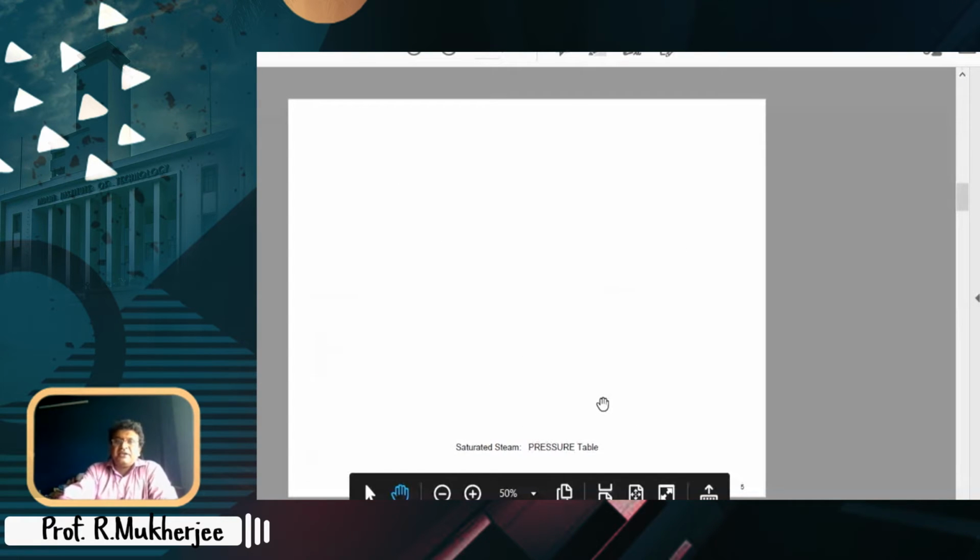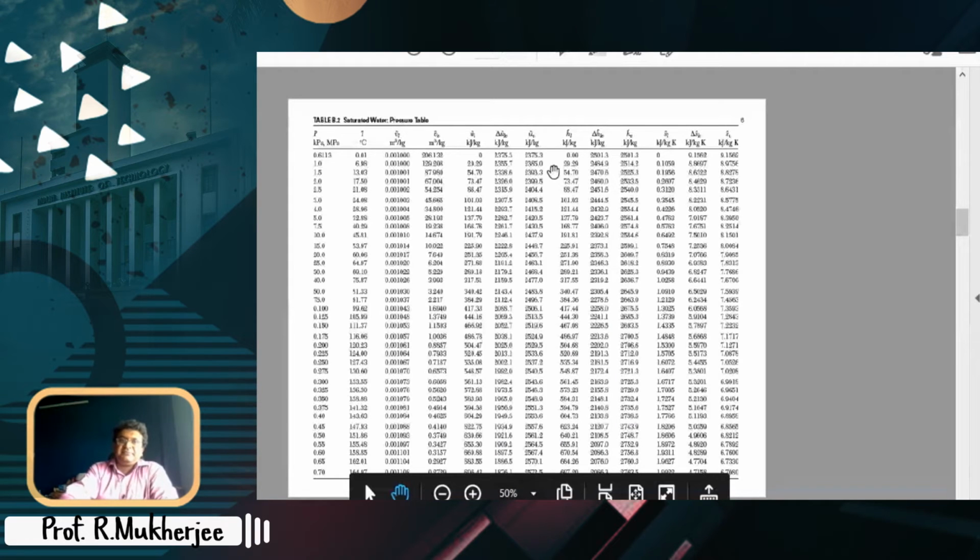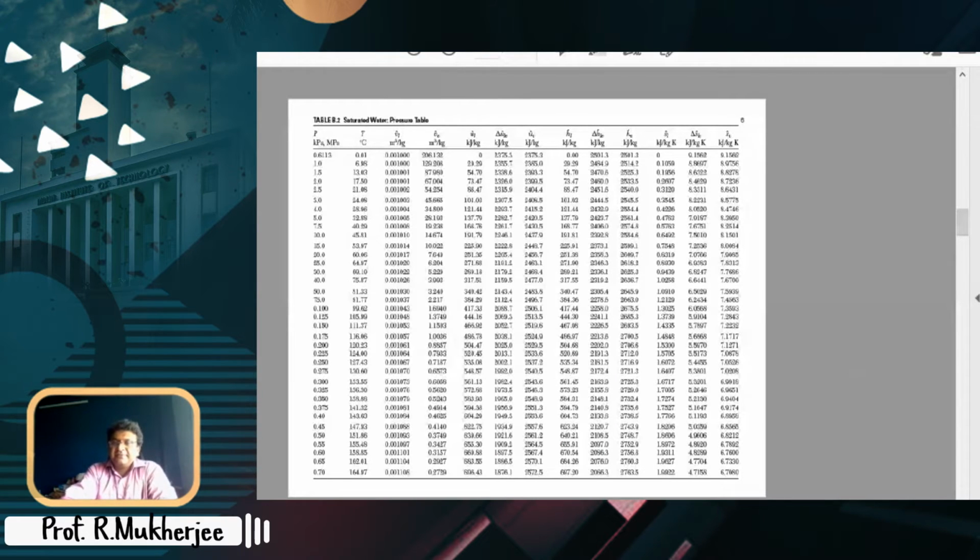So the second table that we have, the first table was written as the temperature table. The second table we have is what is called the pressure table. It's exactly the same thing, just the presentation is different. I don't know. I think, Arjav, that's an assumption.